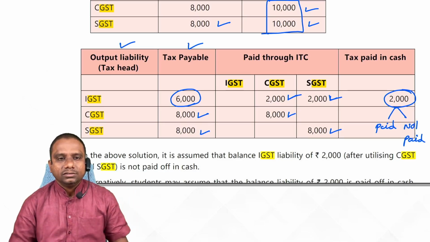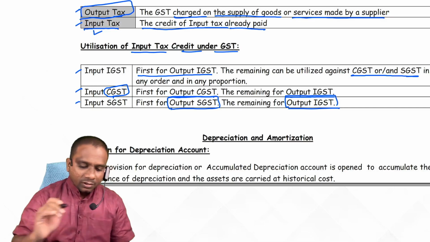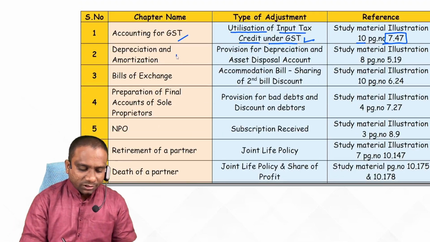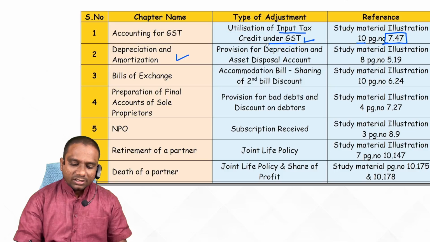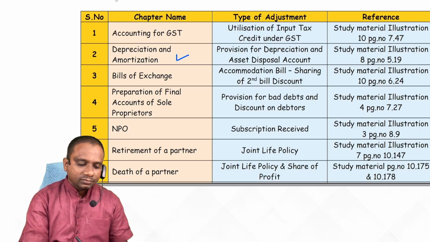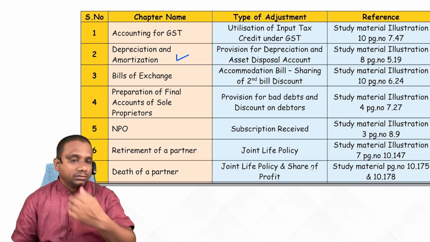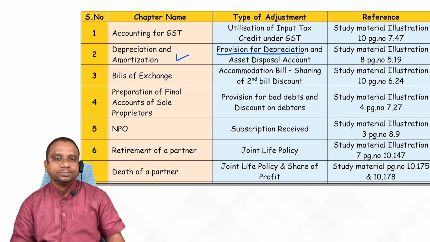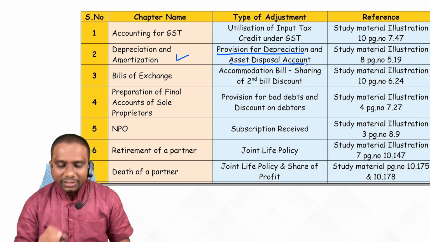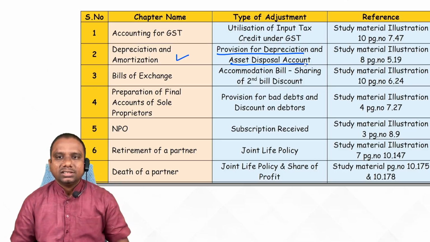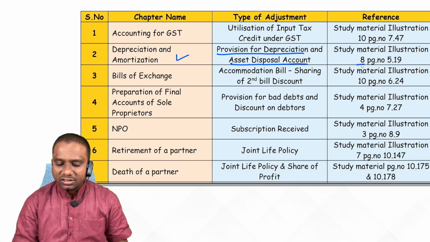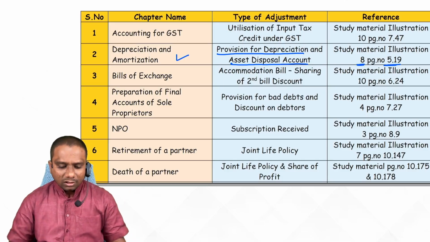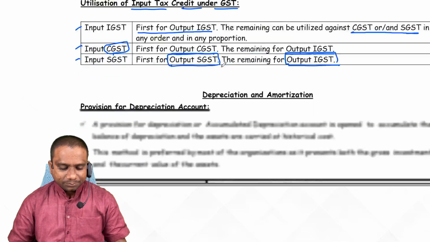This is regarding GST. Now come to the next adjustment, that is the depreciation chapter, students. Depreciation and amortization chapter. Which type of adjustment most of the students will get some doubt on? That is provision for depreciation method and asset disposal account. To understand this concept, go to study material illustration 8, page number 5.19. First try to understand, students, the concept here.